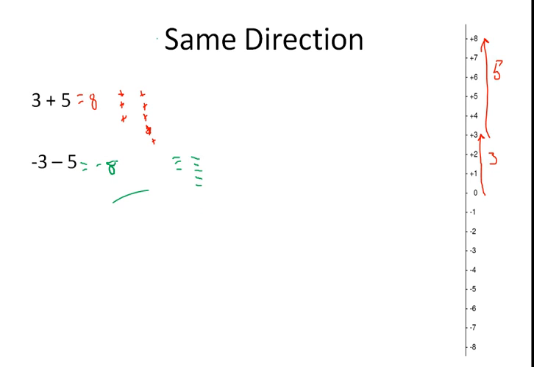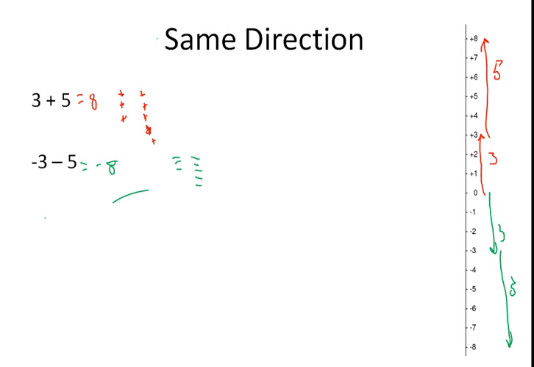Another way to look at that is in a thermometer situation. We start at 0 degrees and the temperature drops 3 degrees. So it's going down in the negative direction. And then later on it drops another 5 more degrees. So again, it's going in the same direction. And so altogether, from when we started, we've gone down 3 plus 5, we've gone down 8 degrees.